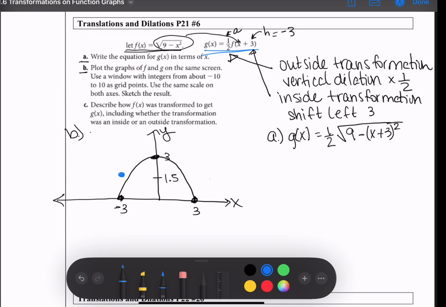Now the other 2 points, my zeros, are pretty easy to deal with. 3, 0, well, that output is 0. And if I dilate that by a half vertically, it's not going to change. 0 times a half is still 0. So that 3, 0 just needs to get moved over 3 units to the left. I'm going to do the same thing with -3. Again, that output is 0. Taking half of 0 is still just 0. So just move that over to the left 3 units.